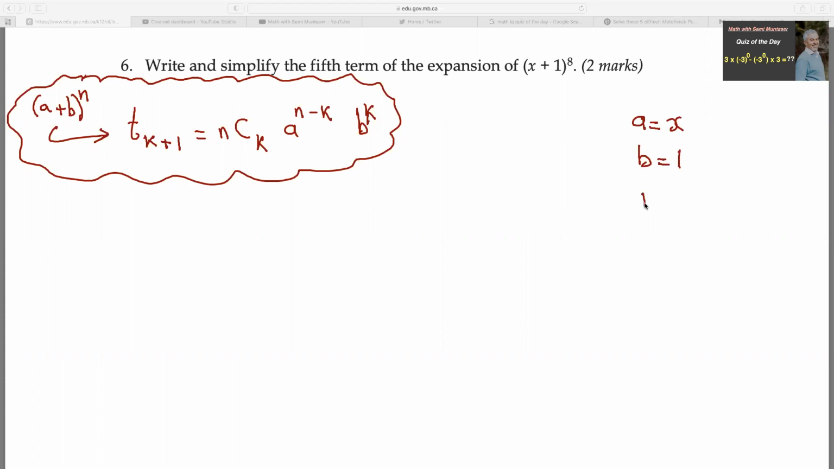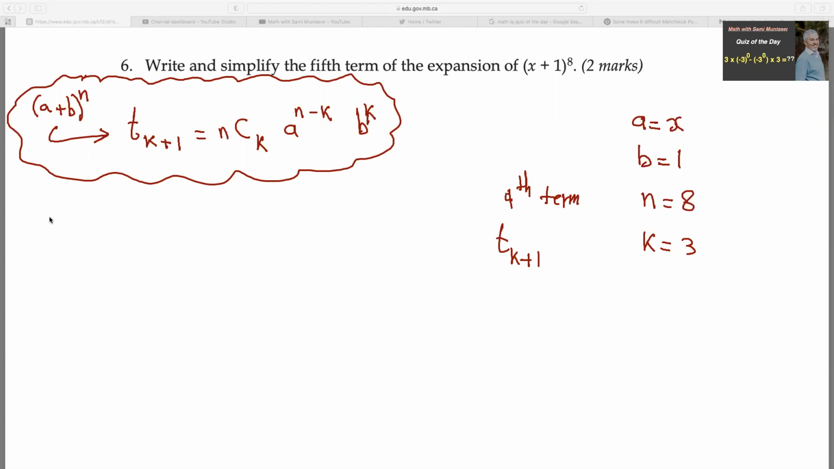n is the exponent on top, which equals 8. k is the tricky part. It's not really tricky, but you have to get this right to be able to answer this question. They want to find the fourth term. You know how I have T k plus 1? I want this to read T4. I must make k 3, because if I make k 3, then 3 plus 1 is 4, and this will read T4. So that's the trick right there.